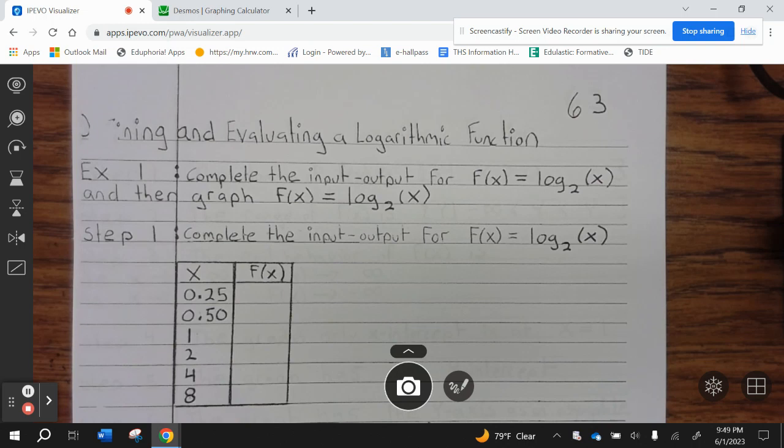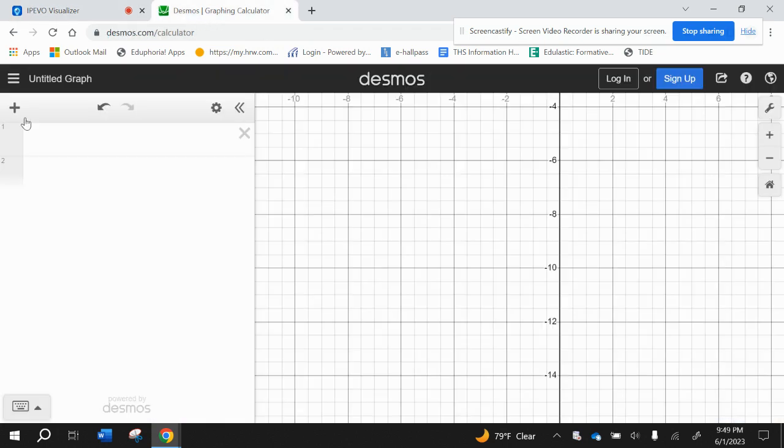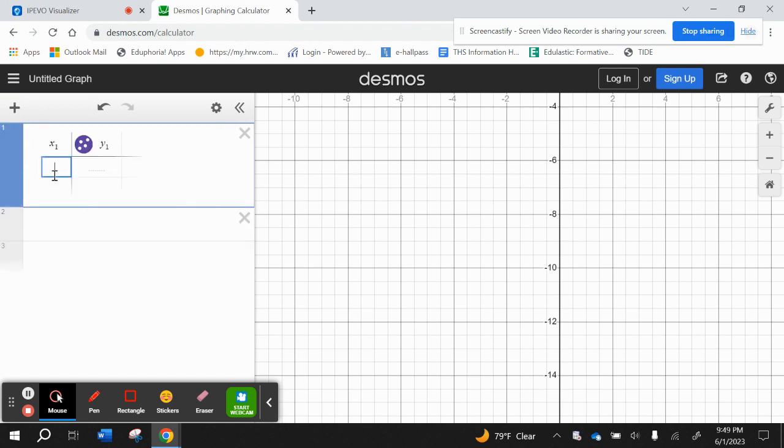Okay, so we're going to go on page 63. Defining and evaluating a logarithmic function. Example 1. Complete the input and output for f of x equals log base 2 of x, and then graph f of x equals log base 2 of x. Okay, so let's go ahead and use Desmos. Let's go ahead and go to the table.